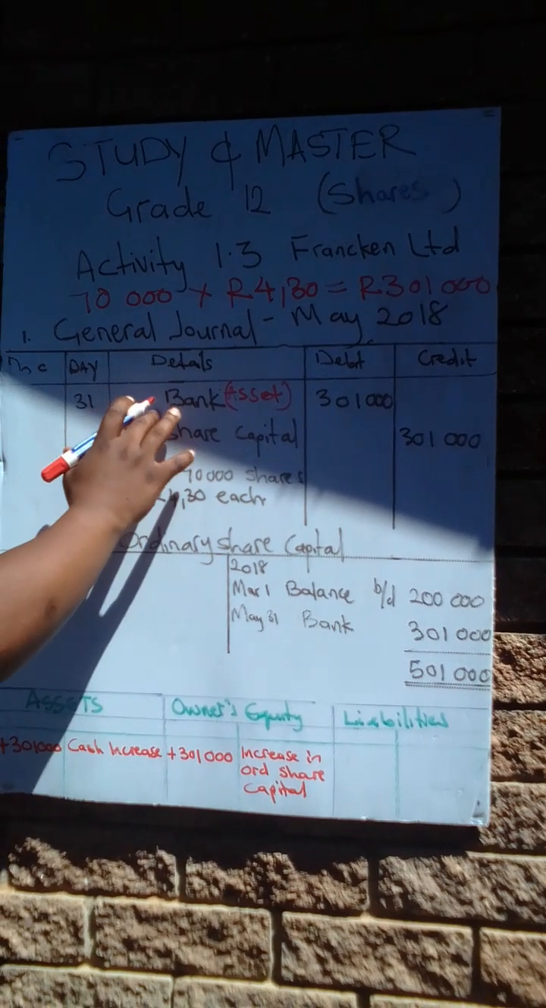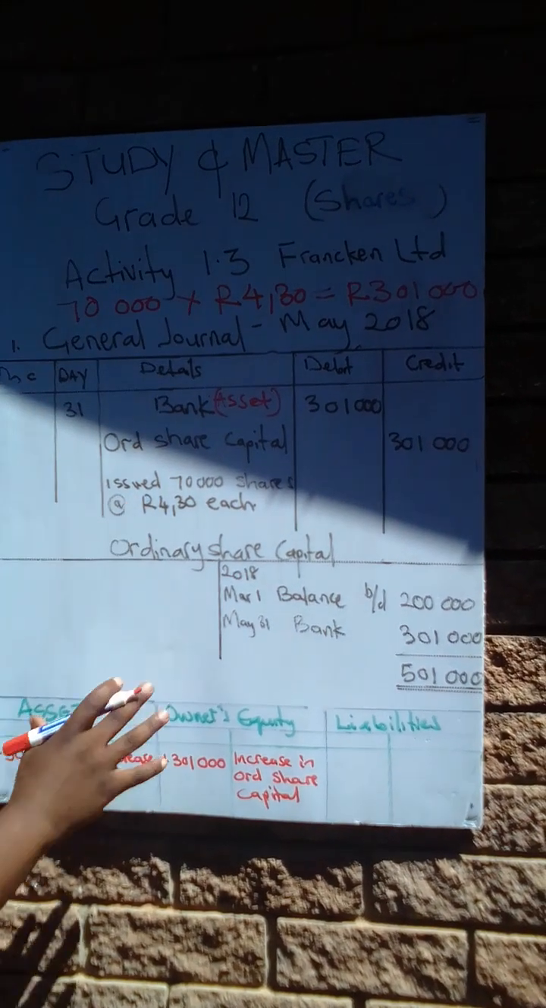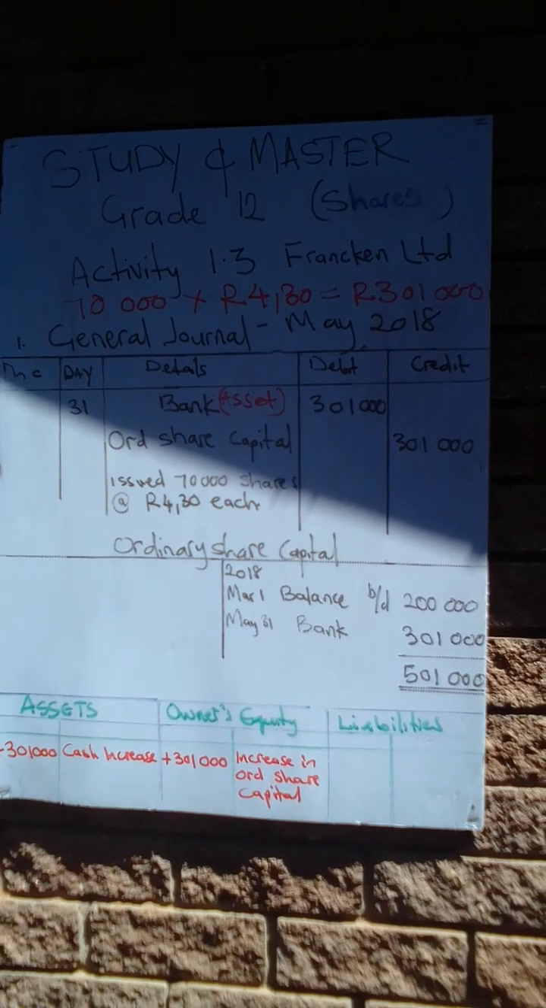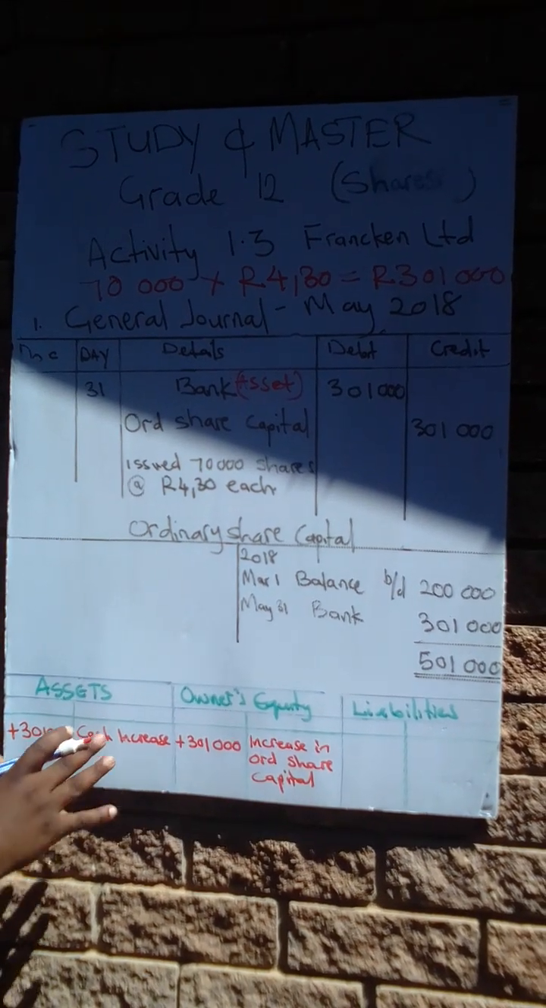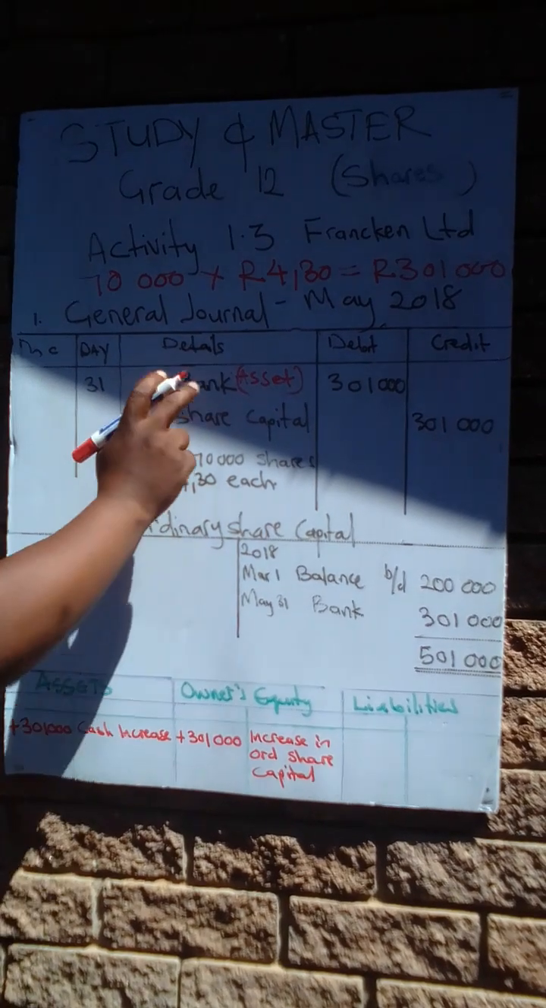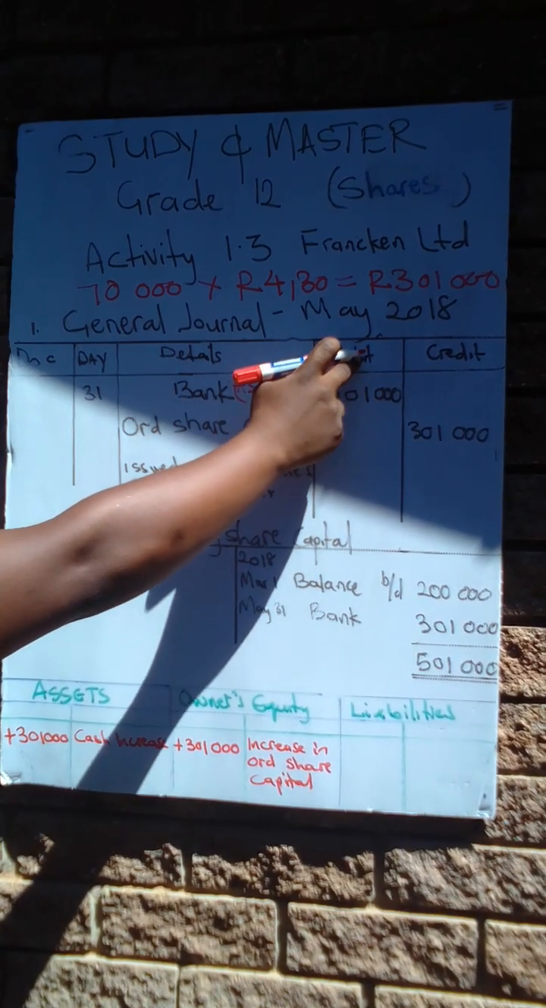What is happening to our bank account? Our bank account is increasing. Maybe I can start now by looking at the accounting equation. Our bank account, we said, is an asset, and the asset is increasing. So whenever an asset is increasing, it means we are supposed to record it on the debit side.